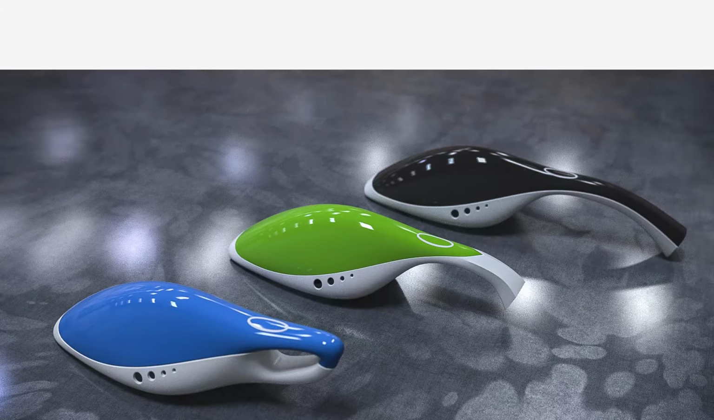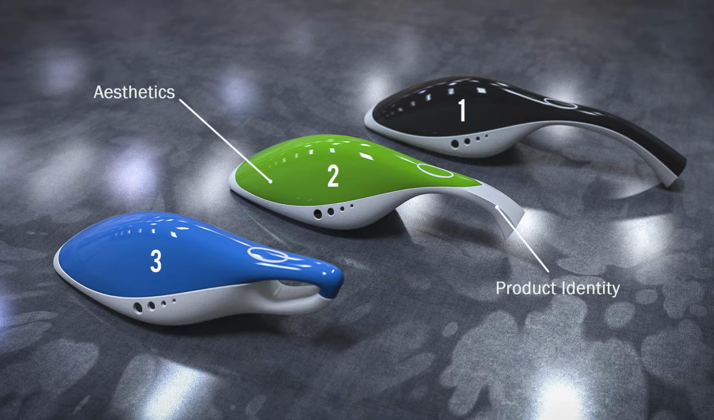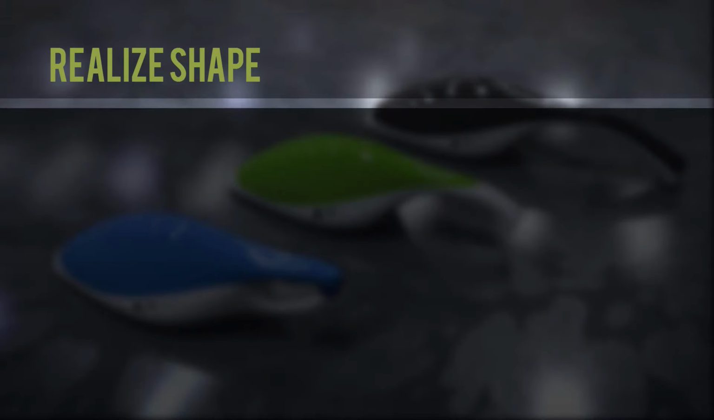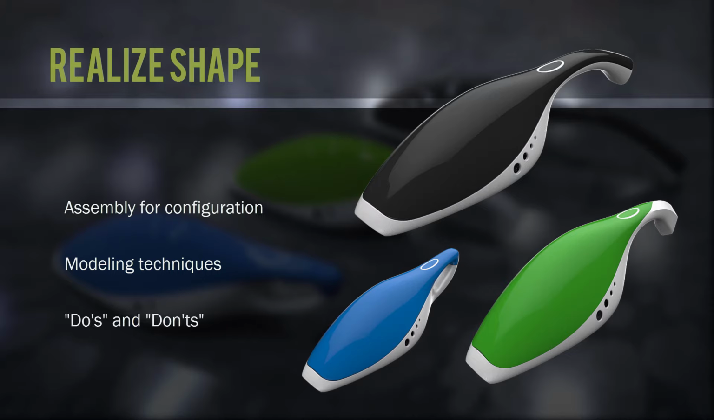In a product design process, it's a necessity being able to quickly generate multiple iterations of a design in order to evaluate product identity and aesthetics. In this fourth lesson in the Realize Shape course, we'll look at a way to quickly make multiple configurations of a design by utilizing assembly functionality. During the shaping process, I'll also give some tips on general modeling techniques on what to avoid when shaping a design when you use the Realize Shape tool.